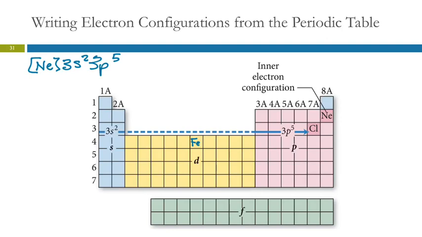Well, what's the previous noble gas? Argon. So this is argon. So for iron, actually let's make a note of this. This is chlorine, and this is iron. So we're going to start with argon. And after argon, we've got 4s2. And then this is d. Is it 4d? No, it's 3d, because it's sunk, right? 3d, 1, 2, 3, 4, 5, 6. 3d6.